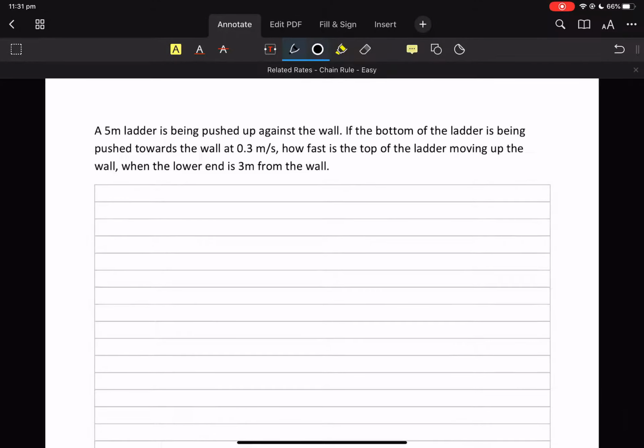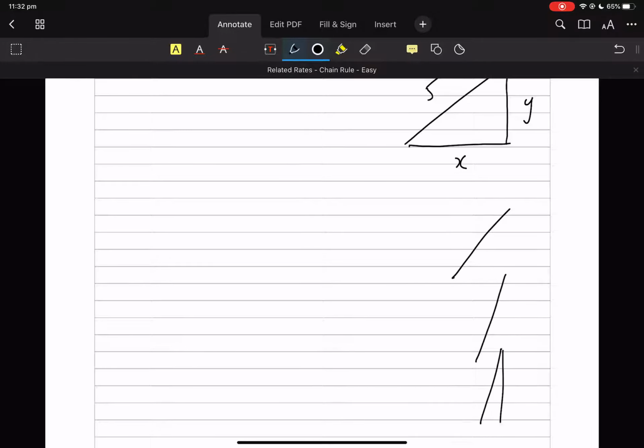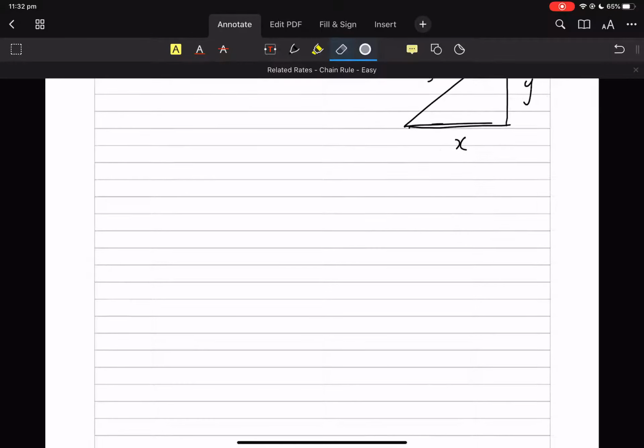Okay, the ladder is being pushed up against a wall, so here's the ladder. There's the wall. The ladder's 5. We don't really know this distance, so let's make that x, and let's make that distance y. So we're pushing the ladder up, so it's getting taller and taller on that wall as I'm pushing that way in. Hopefully we've all been on a ladder.